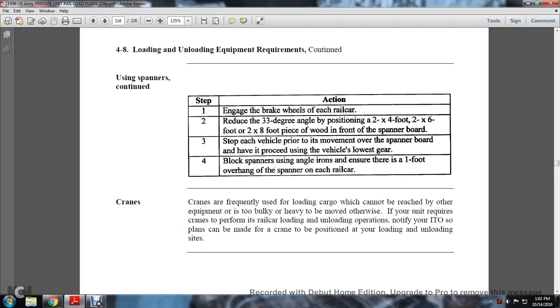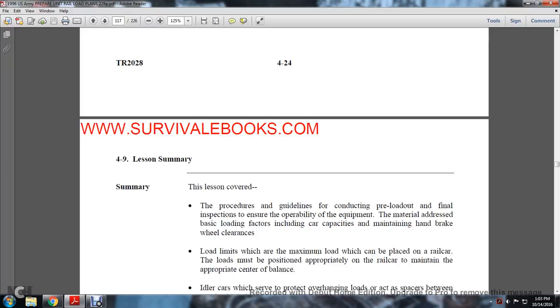Cranes are frequently used for loading cars which cannot be reached, or when equipment is too bulky and heavy to move. If the unit requires cranes to perform the railway car unloading operation, notify the ITO. Plans can be made with the crane to be positioned at unloading sites.